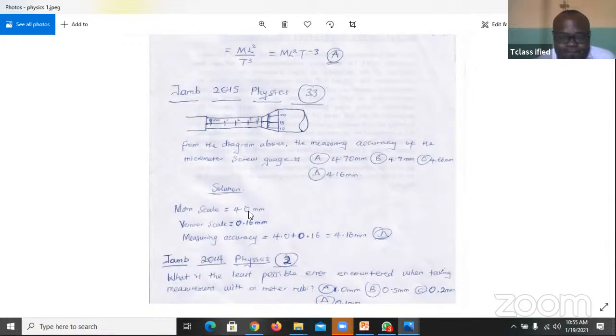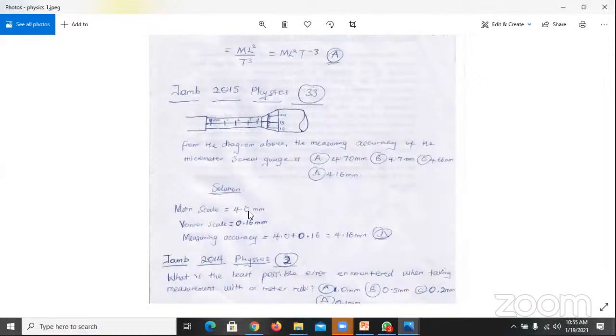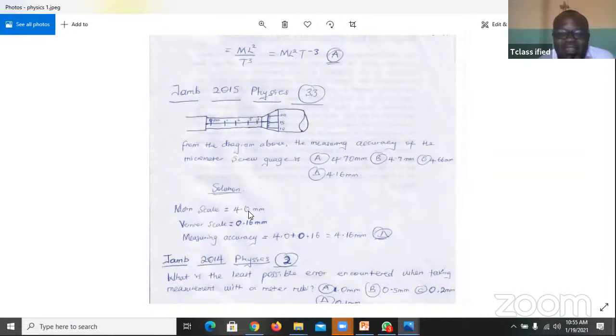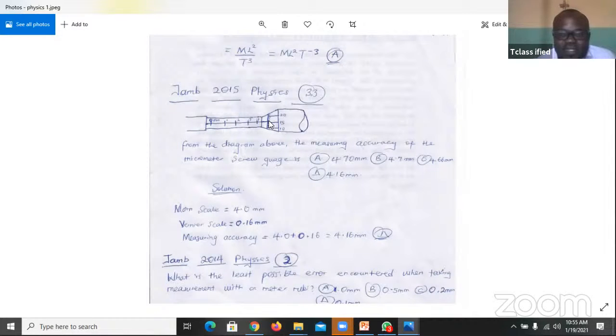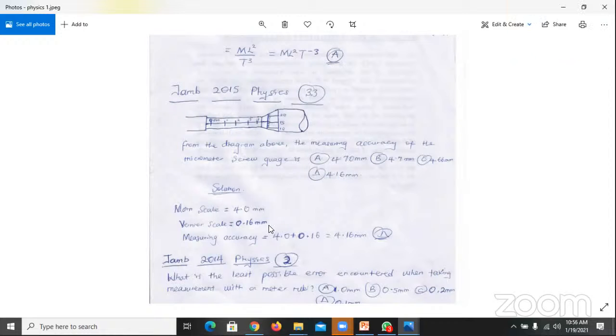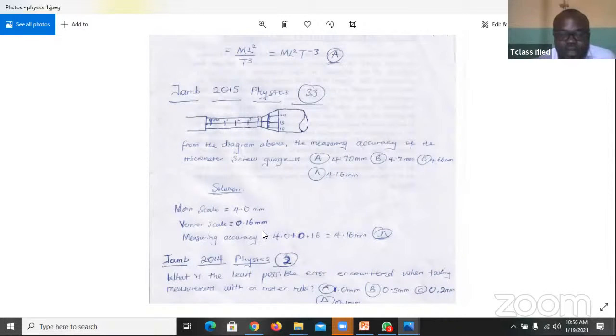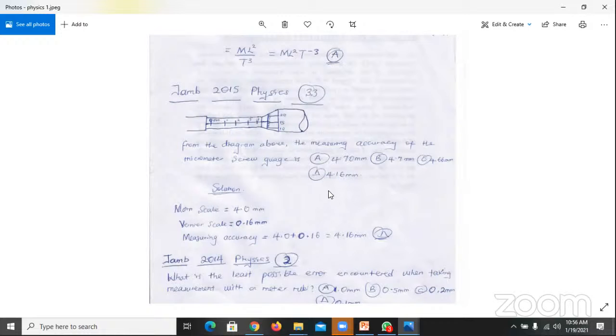Can you see that? So it looks as if the Vernier scale is before 15. Yes, it's above 15. Good. So this above 15 is 16, which is 0.16. That's why you got this. So once you add the two of them, it will give us 4.16. That's why 4.16 is the answer. Okay. Is it clear with you?